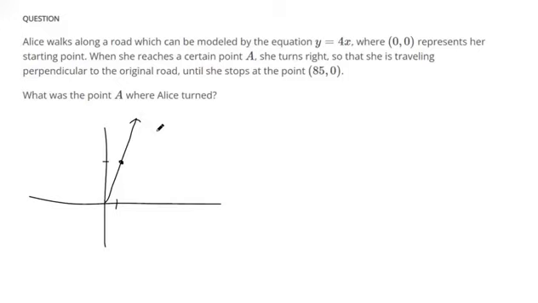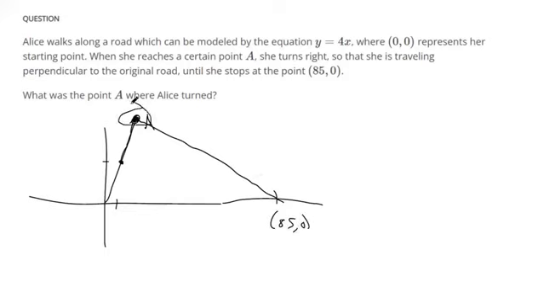And then when she reaches a certain point, we don't know what it is, at some place on this road, we'll call it A. She turns right, so it means she's turning perpendicular to the original road until she stops at the point 85, 0. So here she is, she's traveling in this direction. A right turn that's perpendicular looks something like this. All right, so Alice is traveling, made a right turn going in the complete opposite direction. Then she stops at 85, 0.